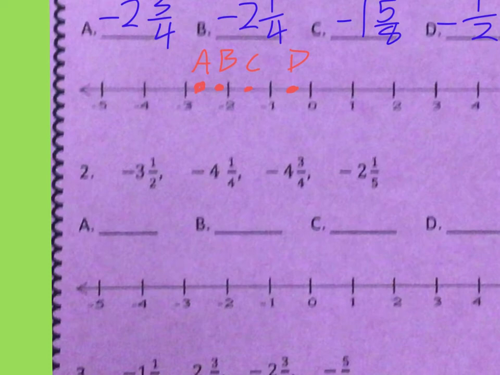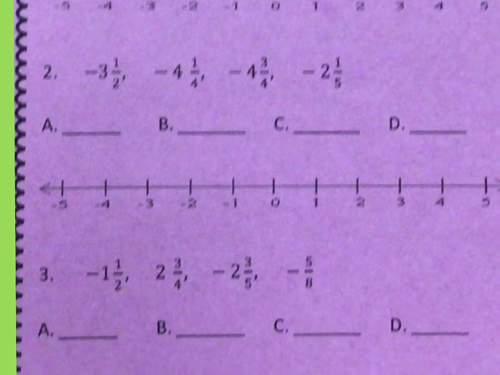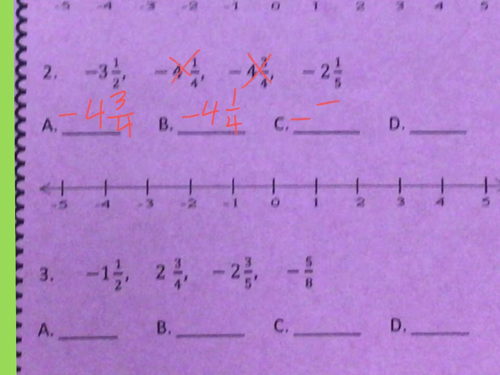Let's move on to number 2. Number 2, okay, furthest away from 0. All right, on the left-hand side, on the negative side of things. So we're going to have -4 3/4. That's the furthest away. Then we have -4 1/4. Then we have -3 1/2. And then -2 1/5. All right, now we can plot these.